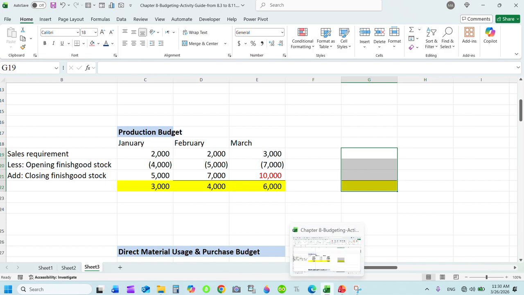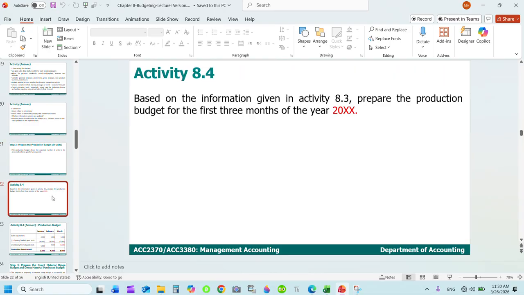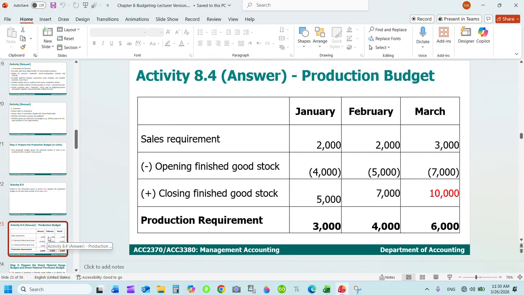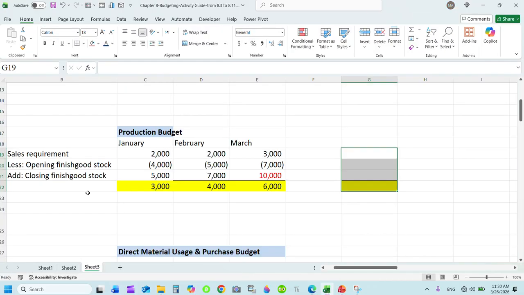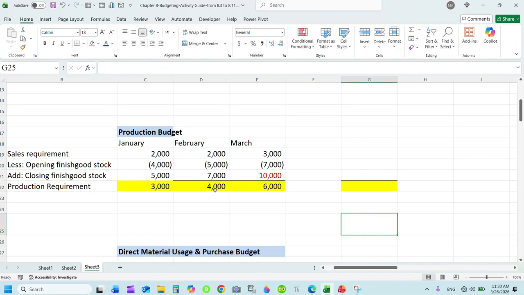So we will now see what is our next requirement. Prepare the production budget. Yes, this is the production budget, right? According to the production requirement, take 3,000, 4,000, and 6,000 production requirement.